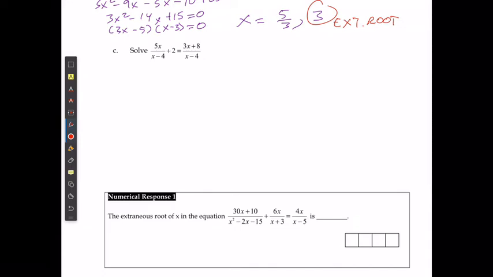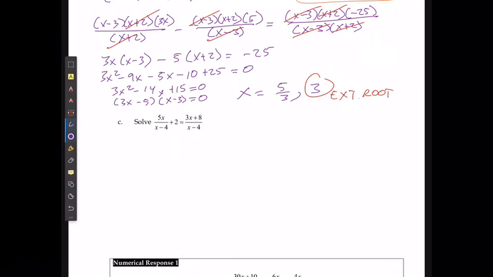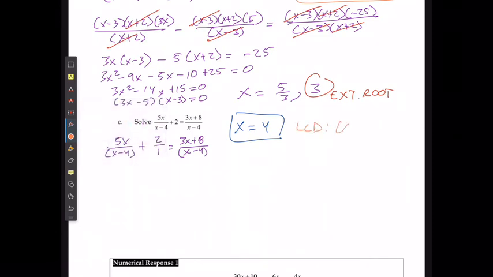For example C, I'm going to solve this by stating that 5x over x minus 4 plus 2 over 1 is equal to 3x plus 8 over x minus 4. Well, I can't factor anything down, so I can just state that x cannot equal positive 4. My lowest common denominator is going to be x minus 4.